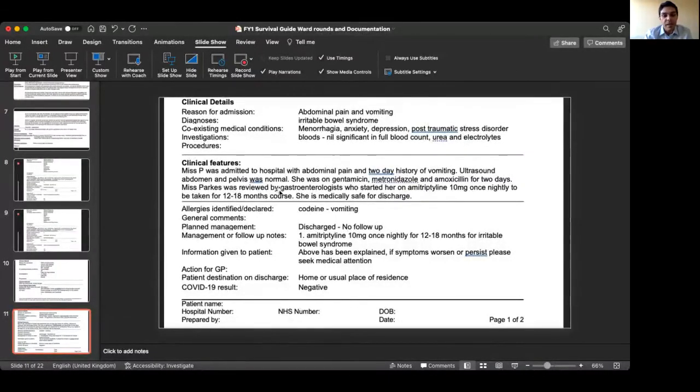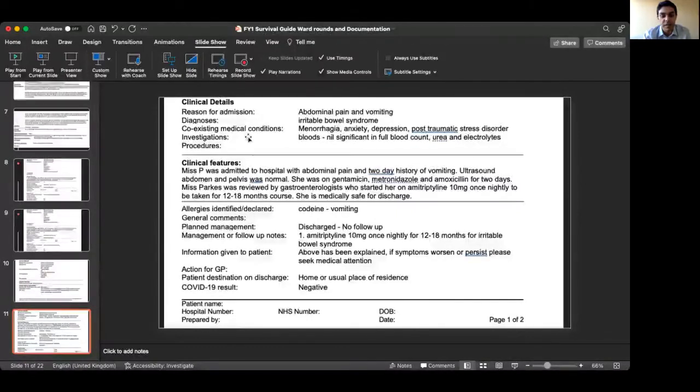In this one, we have a patient presenting with abdominal pain and vomiting, so that's the reason for admission. The diagnosis: irritable bowel syndrome. And the author goes on to list the past medical history. They give a good description of any past medical history. So this patient has menorrhagia, anxiety, depression, post-traumatic stress disorder. They avoid using abbreviations such as PTSD, for the patient to understand as well.